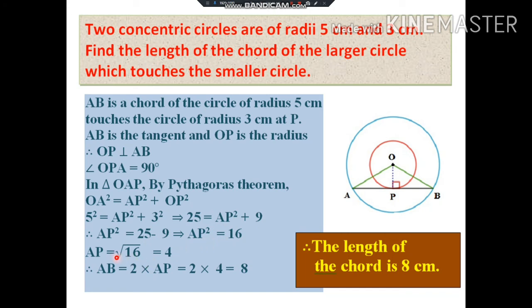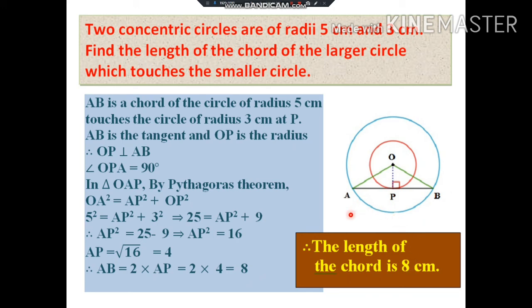We need only AP. You know how to find the square root of 16. 4 fours are 16. Therefore square root of 16 is 4. Now you got the value of AP. AP is equal to 4 centimeters. Now what is AB? AB is nothing but AP into 2. So 2 into AP is equal to 2 into 4 is equal to 8 centimeter. Now children, you got the value of AB. AB is the chord to the bigger circle. Therefore, the length of the chord is 8 centimeter.